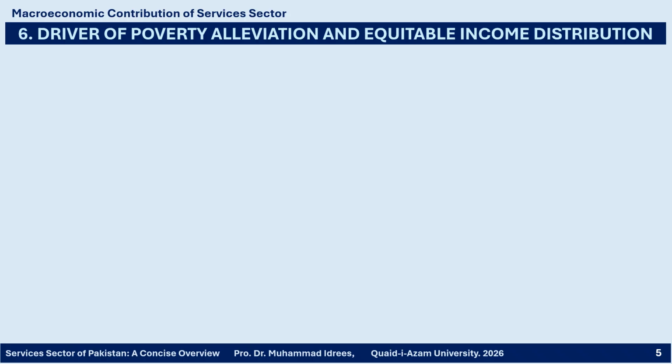There is a vital role of the services sector in poverty alleviation and equitable distribution of income. The services sector is helpful in poverty alleviation through different channels. For example, the services sector is the largest source of employment. We have already learned that the share of the services sector in total employment is almost 44%. So 44% of employed people are from the services sector, which indicates that a large number of households are directly getting their livelihood from the services sector.